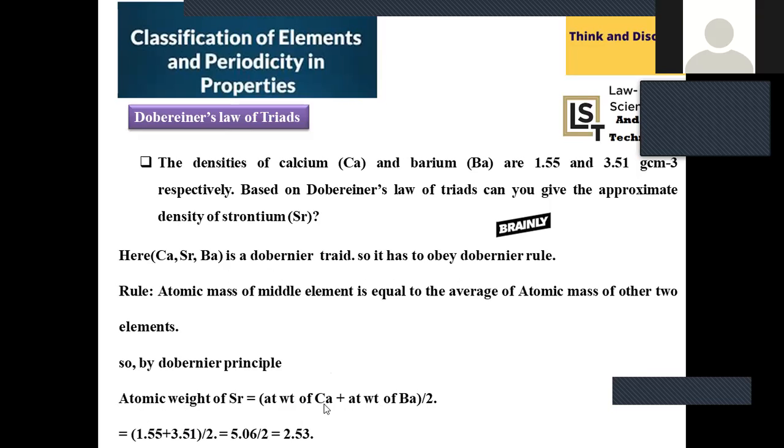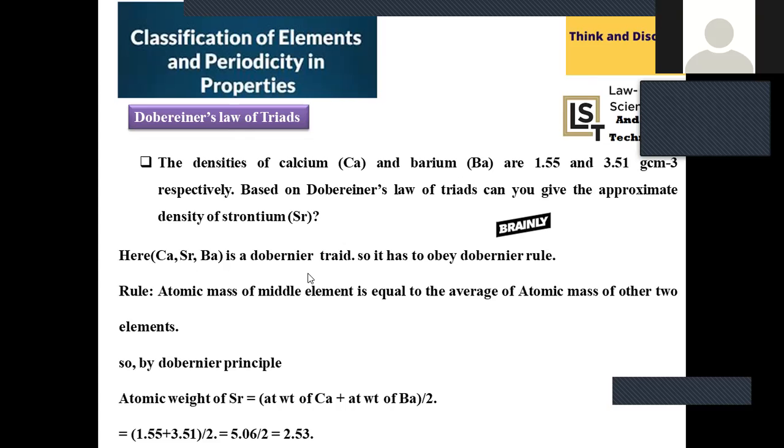In the same manner, you can extend this equation to densities. The density of calcium is 1.55. The density of barium is 3.51. So, (1.55 + 3.51) / 2. When you take the average, what happens? 5.06 / 2 is 2.53. That is the exact density of strontium. The law is verified for this question.